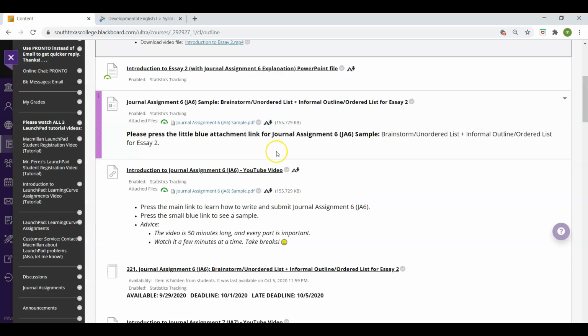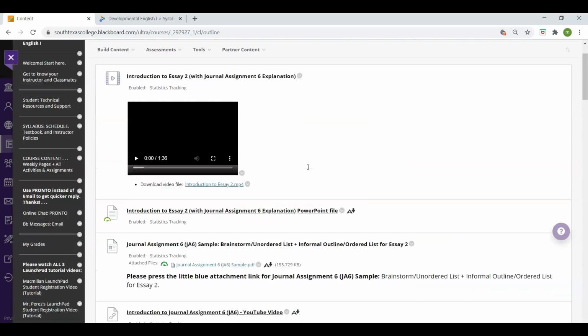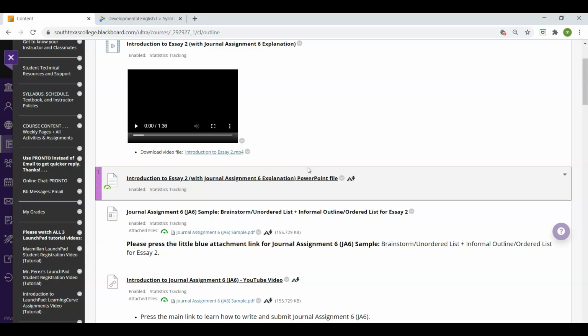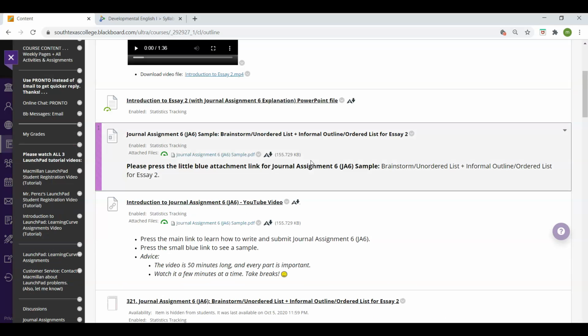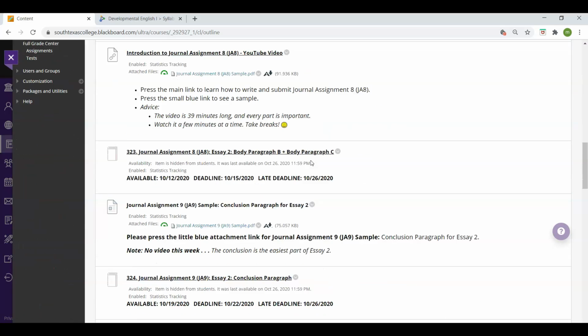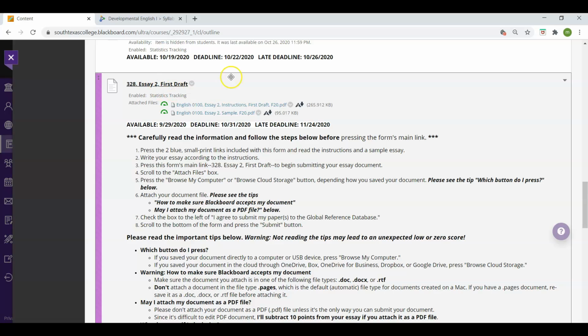So this is a good place to be, to look inside the folder where all the materials are. Now, what isn't available here are journals to turn in. So you can't turn in journal assignment 6. I don't think you can turn in any of these journals, frankly, right? Because those are in the past. All right. So I'm going to move beyond the journals and just look at the essay 2 instructions, right? Because this is the place where you're going to turn in your essay number 2 first draft.